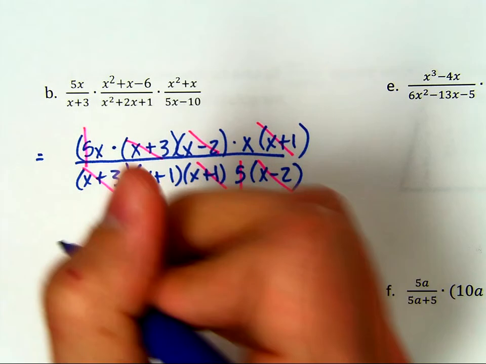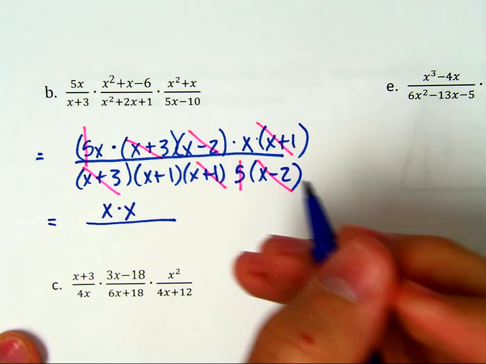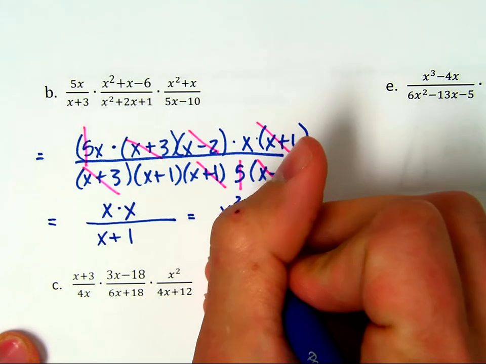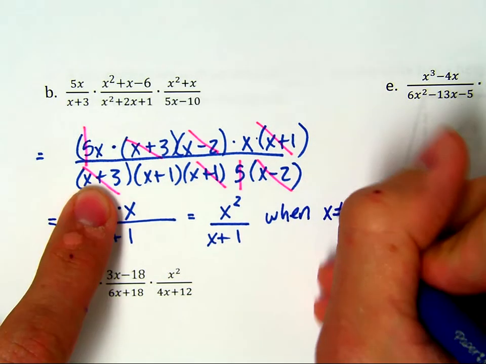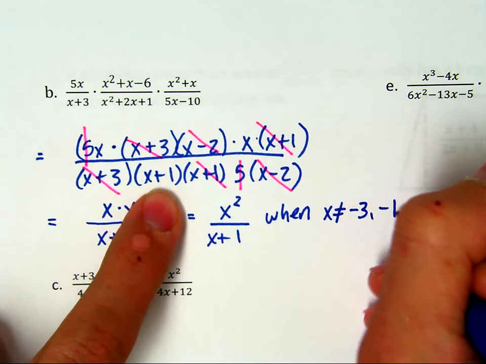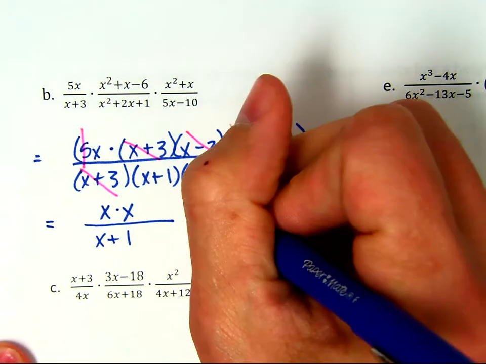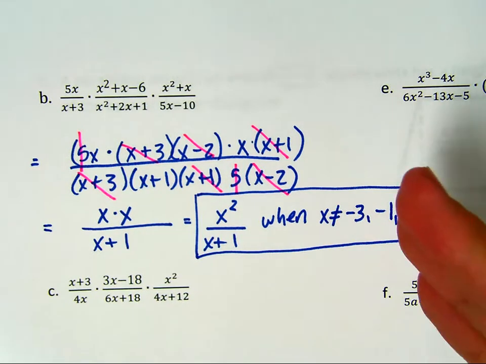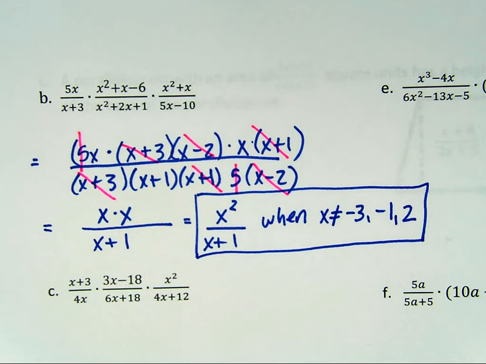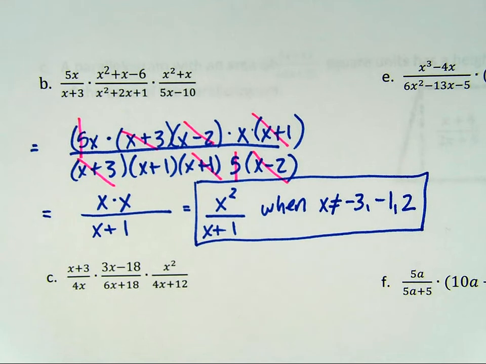And so we're left with x times x in the numerator and x plus 1 in the denominator. So I end up with x squared over x plus 1 only when x does not equal negative 3, negative 1, which is the same here, and 2. Okay. That's your answer. So factor them all out, put them on the same line, cancel out your common factors. All right, we're going to go ahead and skip C because C is similar to B. Let's take a look at D.